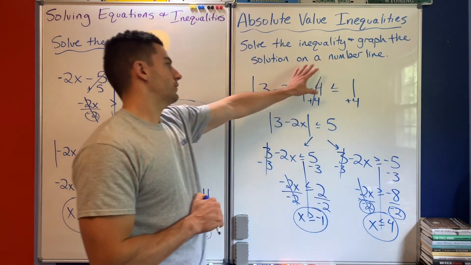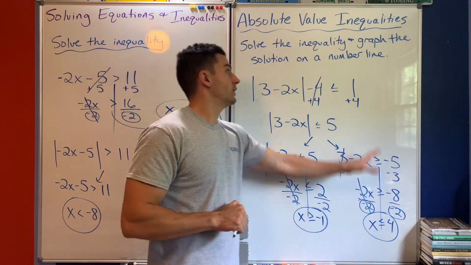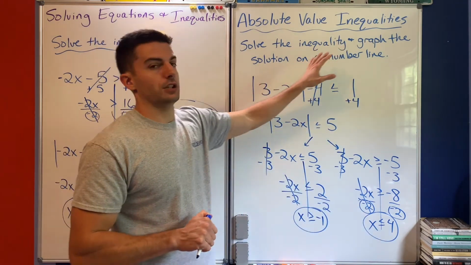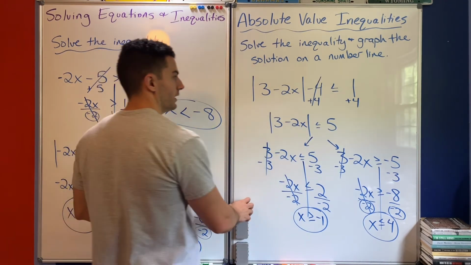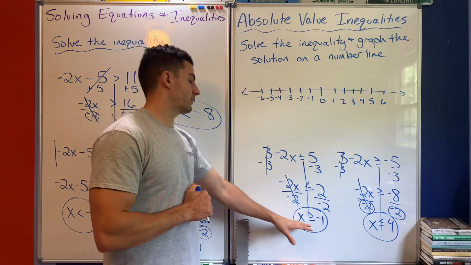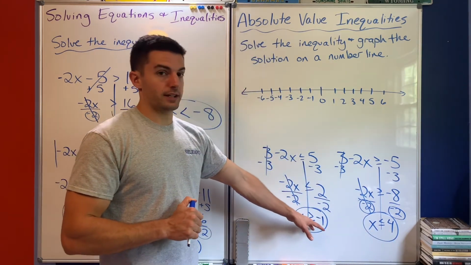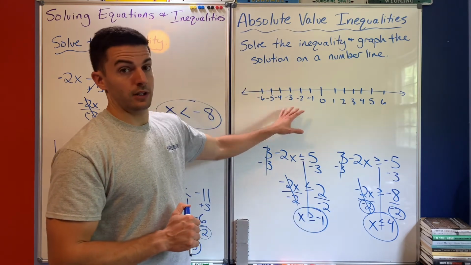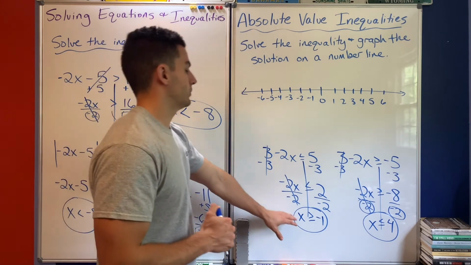Now notice in the directions it says solve the inequality, which we did. I found my two solutions. And then it says graph the solution on a number line. Now let me erase some of this so we can get the number line up here. So I have my number line here, and I'm going to graph these one at a time, but both on the same number line. And so what is that going to look like?